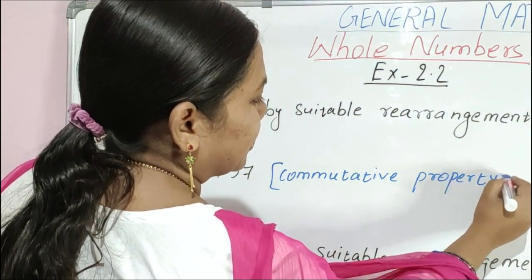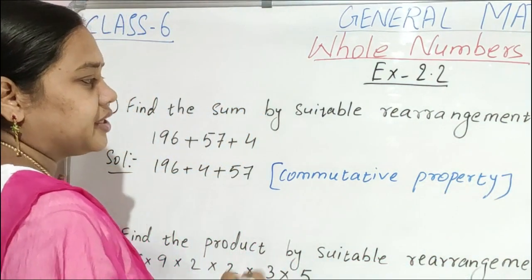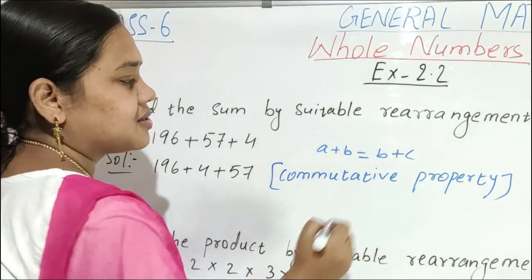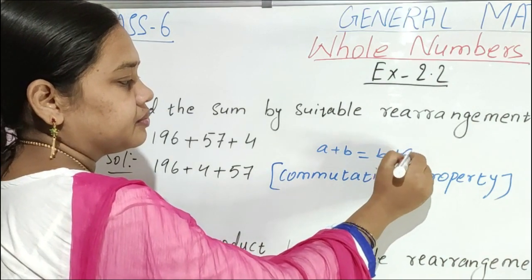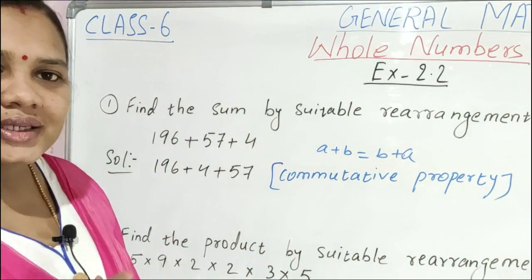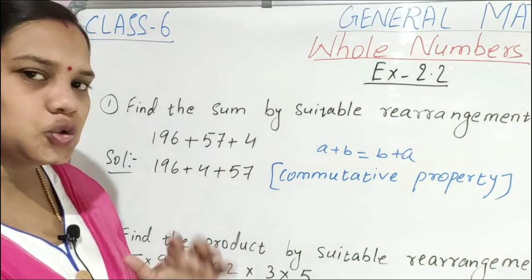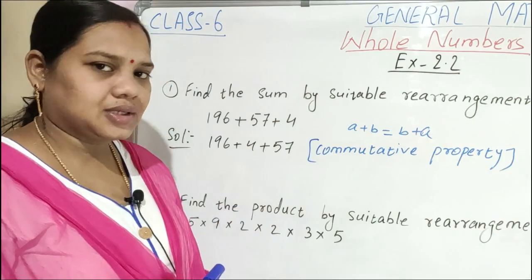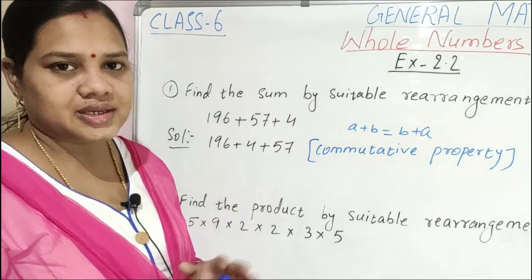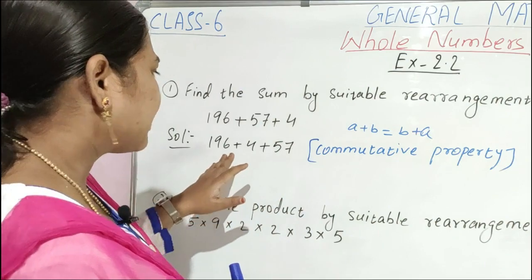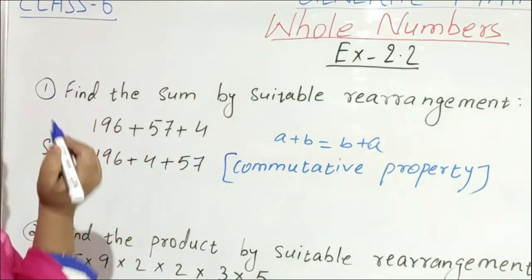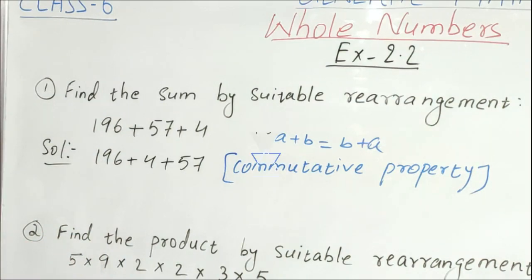Commutative property. According to the commutative property, A plus B is equal to B plus A. For example, 2 plus 3 is equal to 3 plus 2. 2 plus 3 is 5, 3 plus 2 is also 5. A plus B equal to B plus A. This is the commutative property. So that is what I did. I just exchanged 57 plus 4 and wrote 4 plus 57. There is nothing wrong.